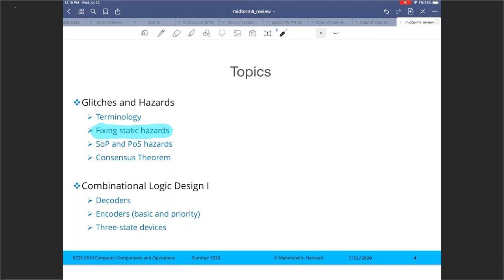Now, my recommendation with respect to glitches and hazards is, because this was a long time ago, if I were preparing for this exam, I would start with glitches and hazards because it was fairly long time ago. So you might have forgotten a few terminology things. So a quick recap, or even watching the video on glitches and hazards can be very helpful. And today I also plan to do an example problem on this, so you can ask me questions at that time.